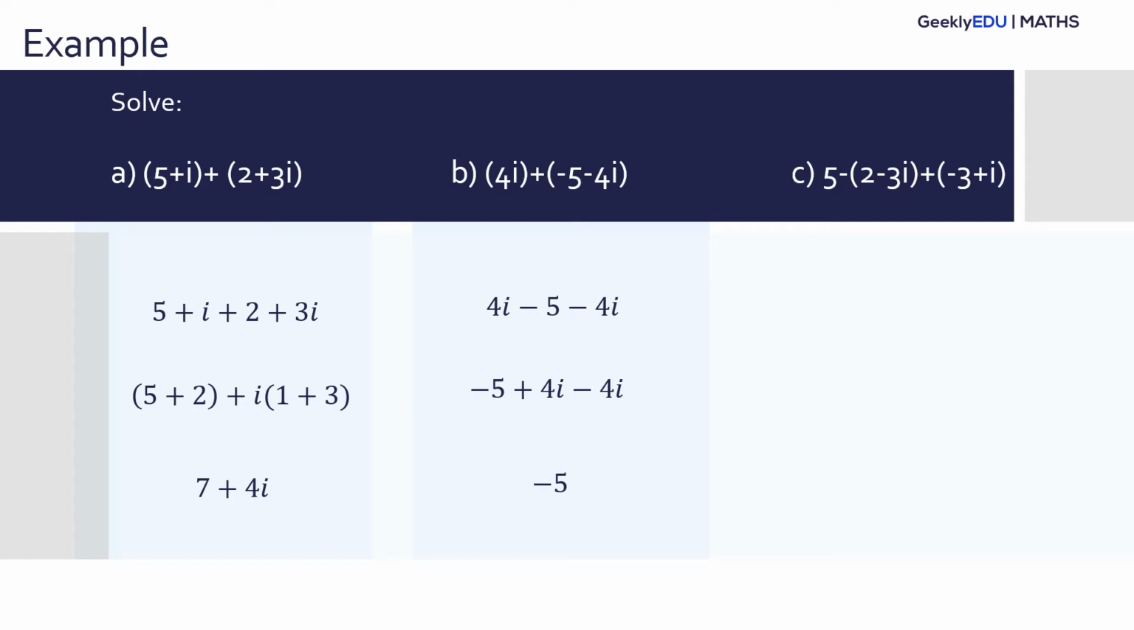Let's solve the third example by doing the same. First, removing parentheses, then group like terms, and simplify. In this example, you can see that even if it's a complex number operation, we can get an imaginary solution.